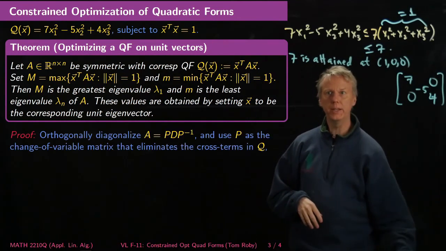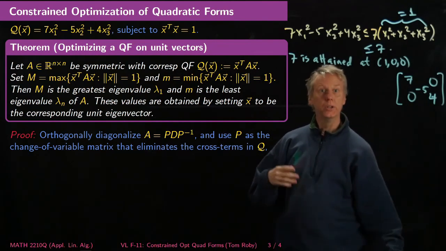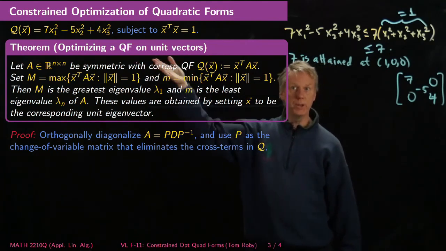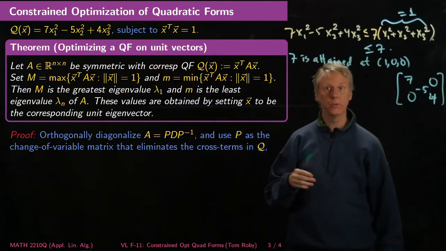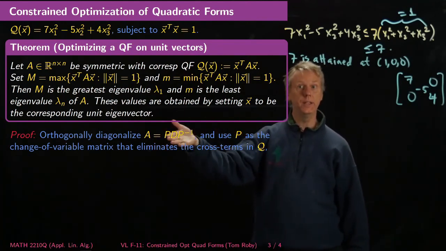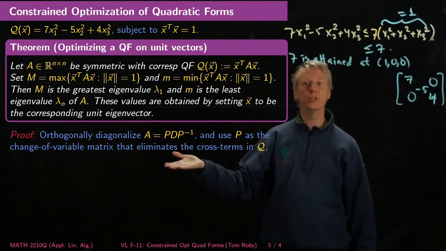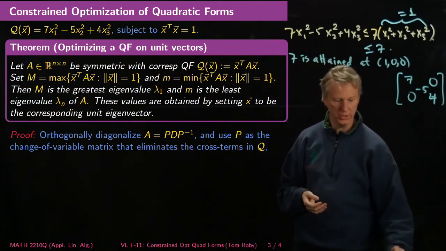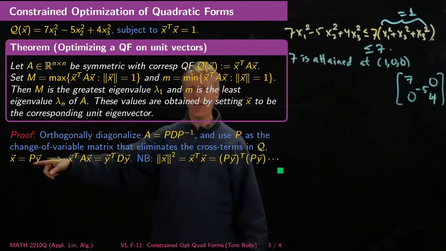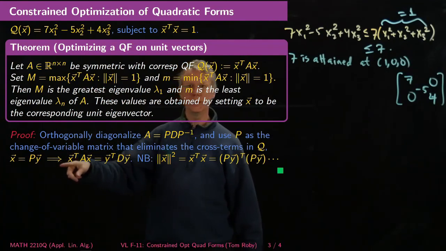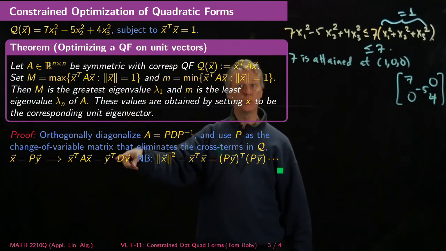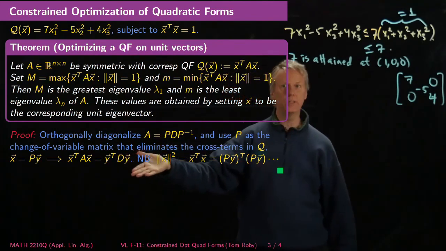And let's see what I want to say about the proof. So the proof is exactly leveraging what we already know, which is that any real symmetric matrix can be orthogonally diagonalized. Right? You can write it as PDP inverse, where P is an orthogonal matrix and D is a diagonal matrix. And that's going to be the change of variables matrix that eliminates the cross terms in Q. Okay, so that's good. And now let's think about this, right? You have x equal to Py. So what does that mean for x transpose Ax? Well, if you plug that in, you'll see that it's y transpose Dy. We've already seen this in a previous video lecture.